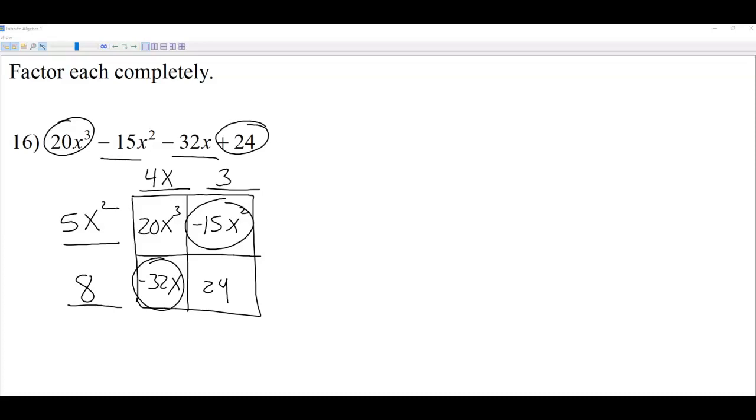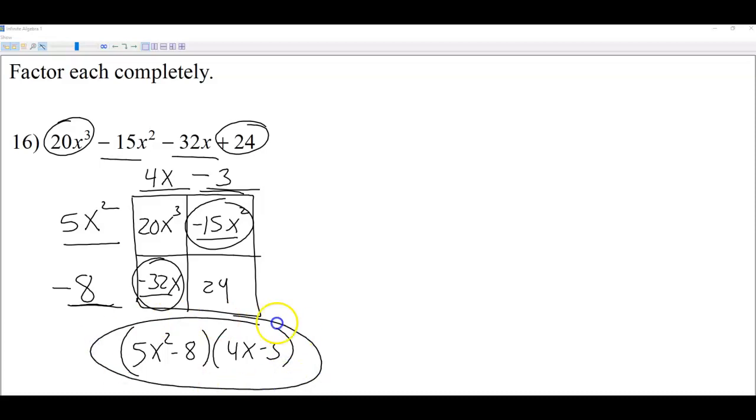When that happens, both of these are negative here, because a negative 8 times a negative 3 will still give us a positive 24 here, but it will make both of these negative so that we get the correct outcome there. So we have 5x squared minus 8 times 4x minus 3. And that would be the final answer there.